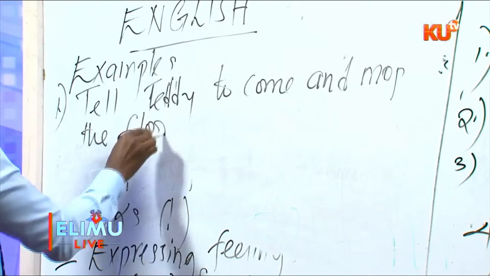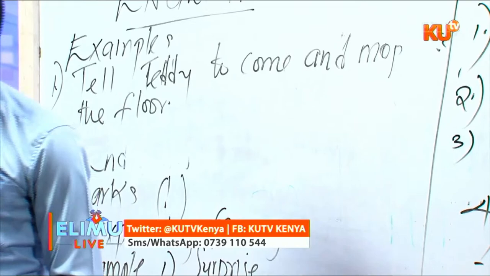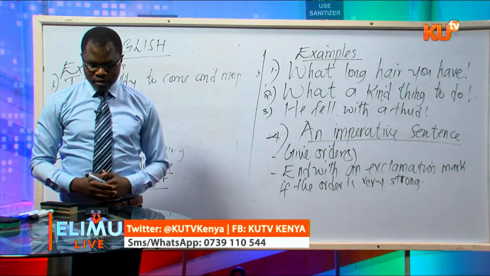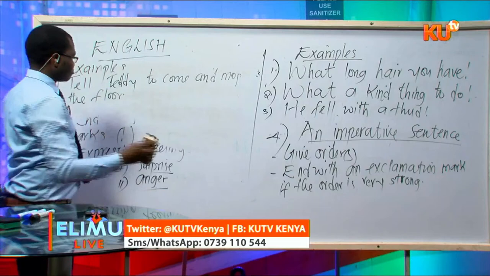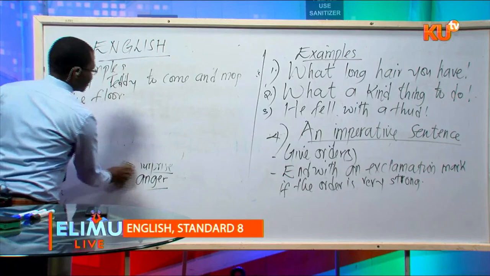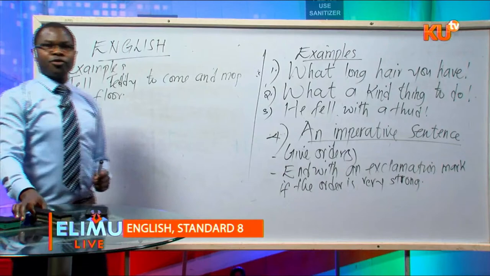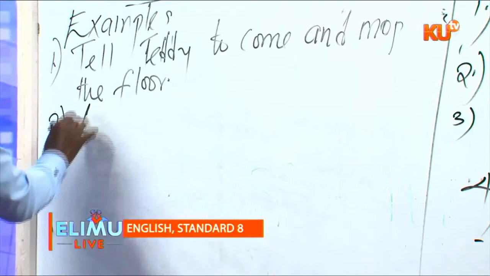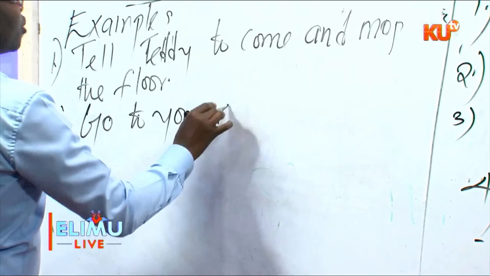This is an order. So it does not have to end with an exclamation mark because it is not a strong order. Then number two, go to your room. Unlike this first example given of an imperative sentence where an order is given and it looks light, you don't use an exclamation mark. But the second one is a strong statement. Go to your room! It ends with an exclamation mark.